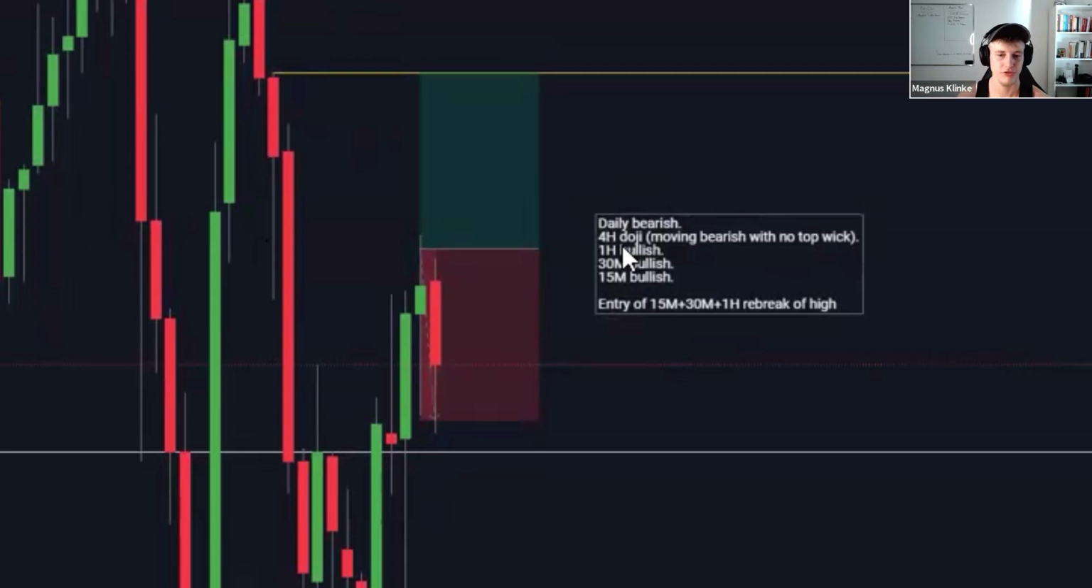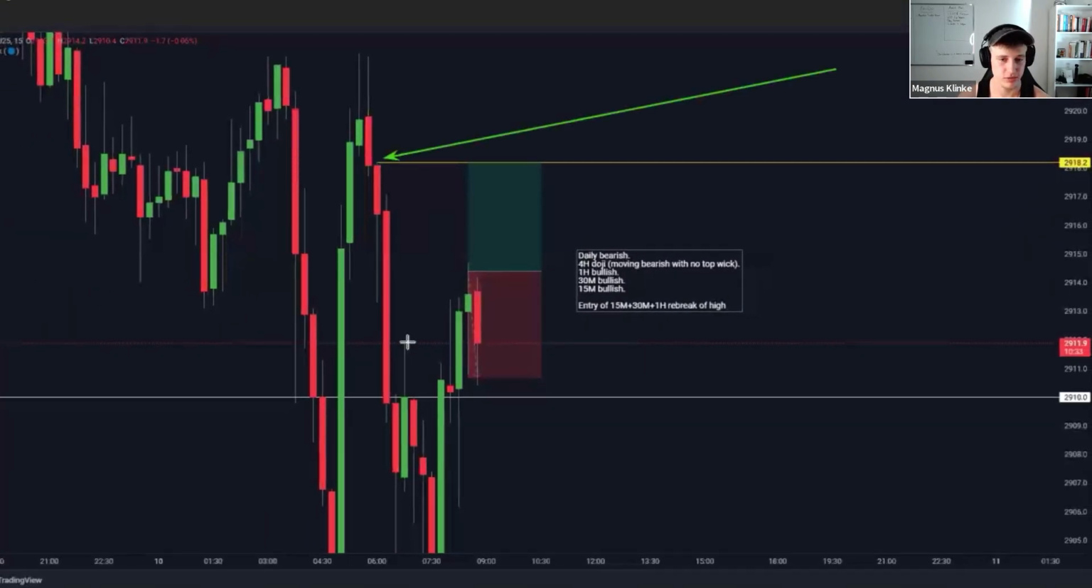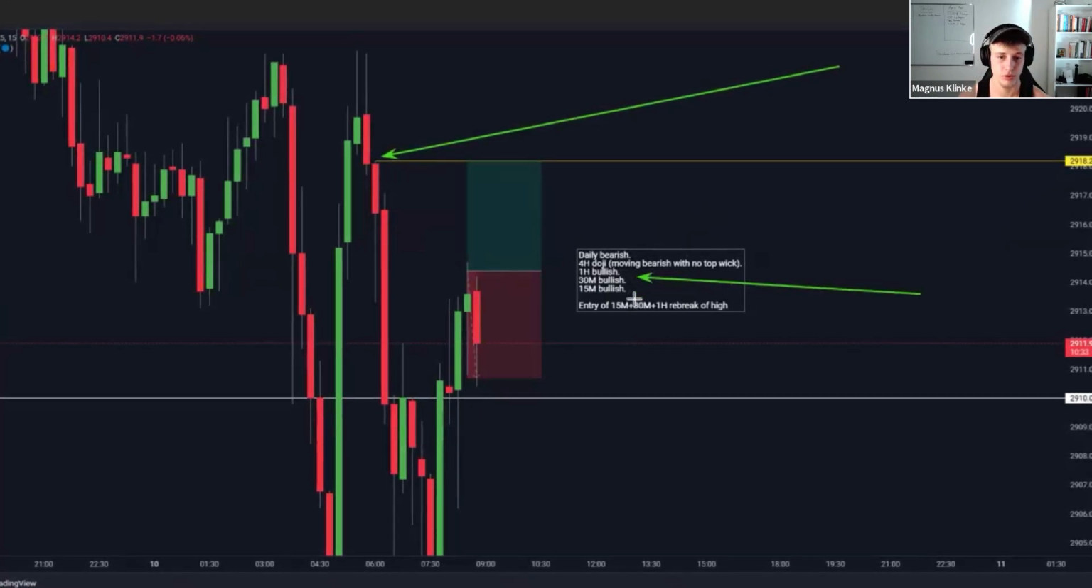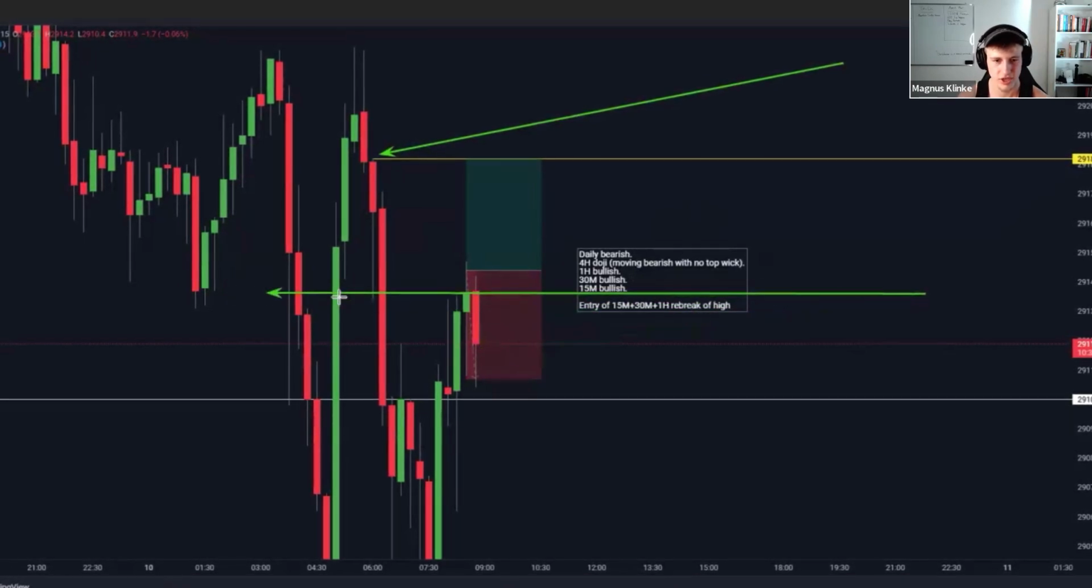The daily was bearish here. The 4-hour was doji. We were moving bearish, but we were moving bearish with like no top wick. So I guess this was the no top wick here, the yellow line, and basically, yeah, the 1-hour was bullish, 30 bullish, 15 bullish. So kind of a counter trend.